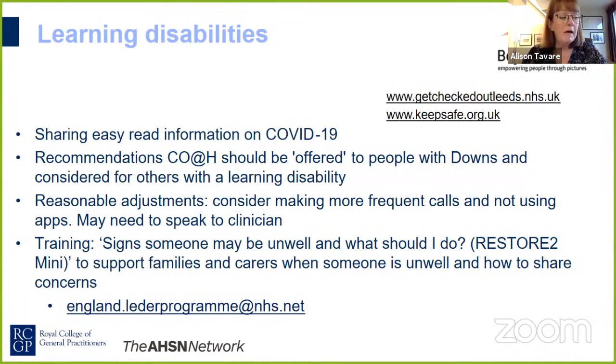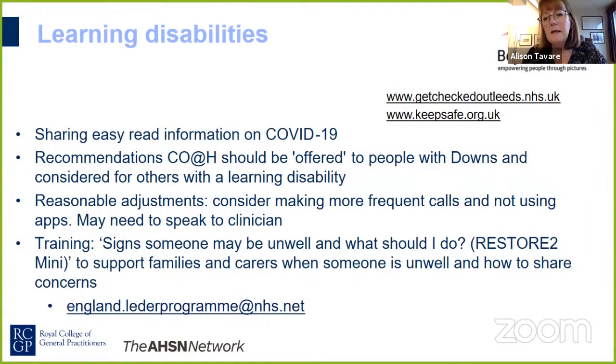If someone's got mild learning disability and autism, then they can be managed in the community perhaps, but if they've got profound and multiple learning disability, recurrent infections, then perhaps they should be looked after on the ward. Think about reasonable adjustments. Do you need to make more calls? How can you communicate? Are people going to be digitally literate?